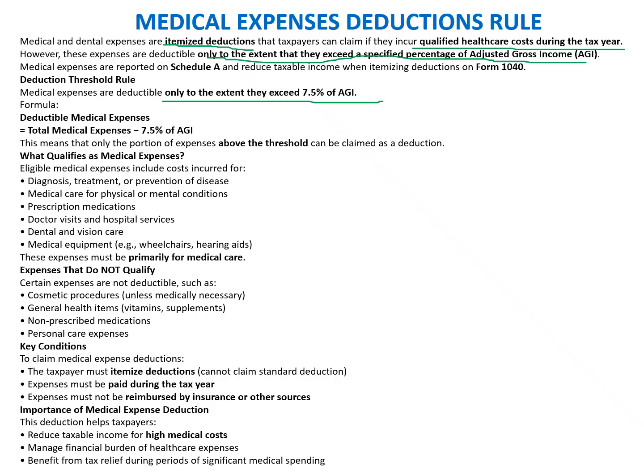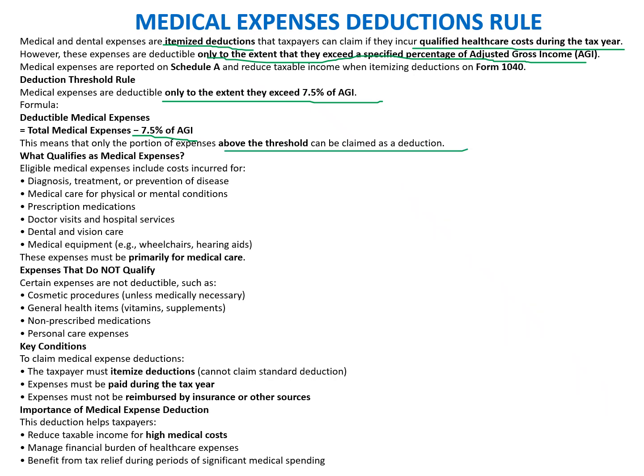an itemized deduction. But again, he has to then compare the amount of deduction that he is going to claim for the medical expenses with the standard deduction. If standard deduction is more beneficial, then he will forego the deduction with respect to the itemized. So deductible medical expenses is total medical expenses minus 7.5% of the AGI. So total medical expenses minus 7.5% of the AGI is the amount that is eligible for the itemized deduction. This means that only the portion of the expenses above the threshold can be claimed as a deduction.